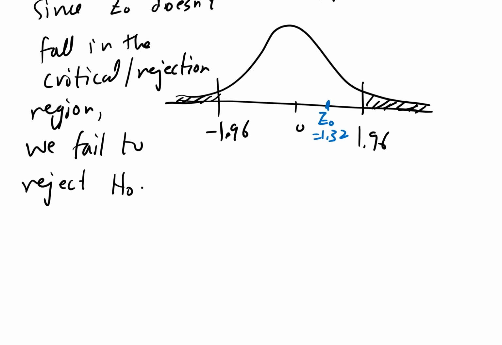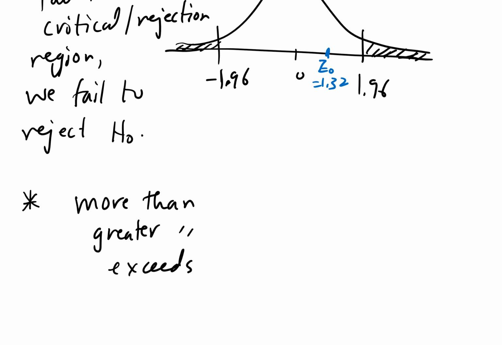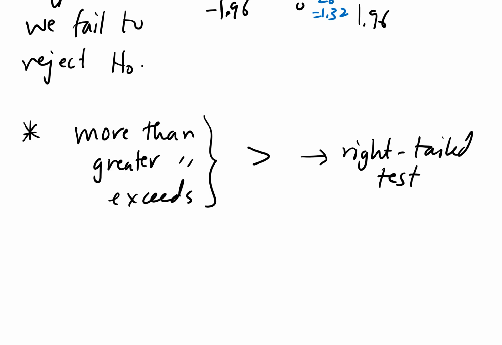One thing to keep in mind: terms within the word problem like more than, greater than, or exceeds mean it's bigger than, so it's a right tail test. If they say less than, fewer than, or no more than, all these mean less than, which is a left tail test. And if they say does not equal to or different, it means it's a two tail test.